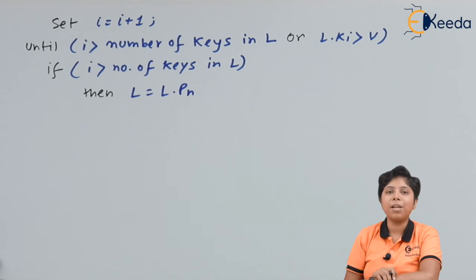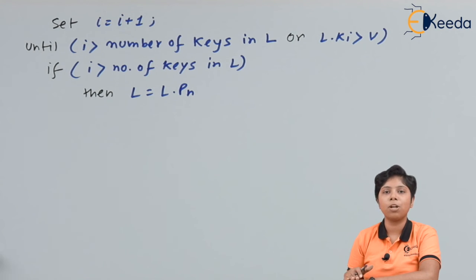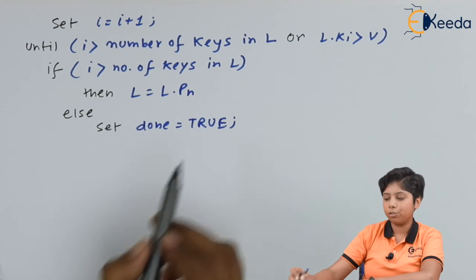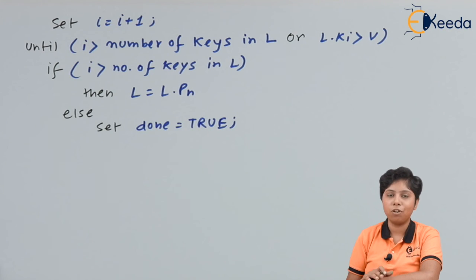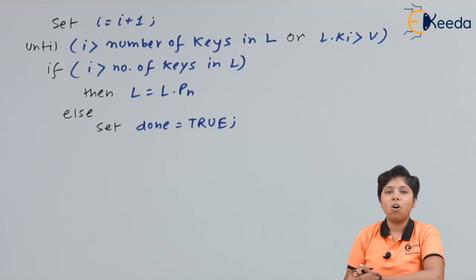That means now my L belongs to the Pn, that means pointing to the N. That means we have already performed all this one, and now we will see this one as a next right leaf node. Otherwise, we will set done equals to true, because we have done for this left and right leaf nodes. All the nodes in this one have not been traversed.